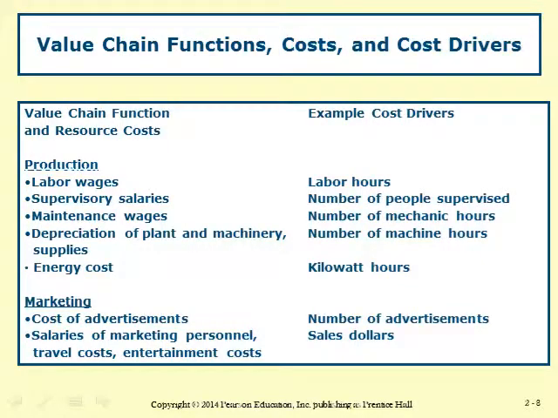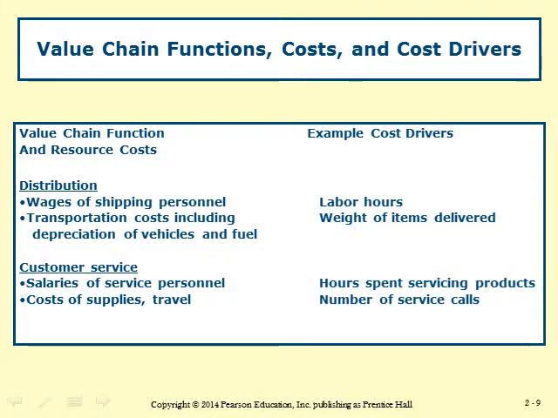And so this goes on to talk about the same items that we were talking about earlier with respect to the different functional areas in the value chain, either production or marketing, and then some examples of the cost drivers related to those functional value chain places. And then lastly here we have the consideration of distribution and customer service, and again, some examples of cost drivers related to those functional areas.